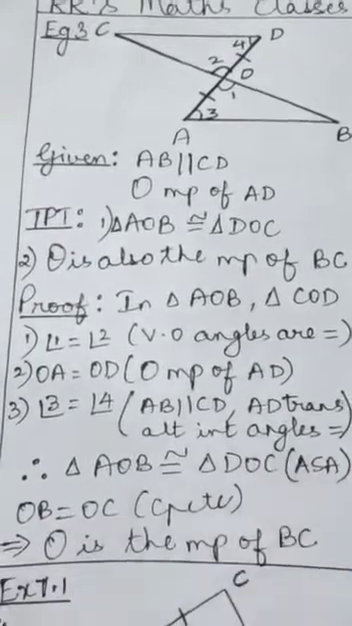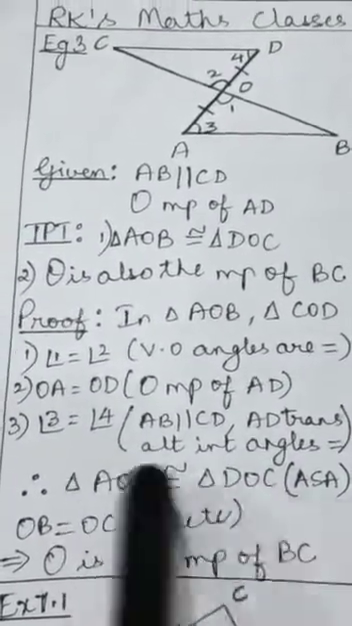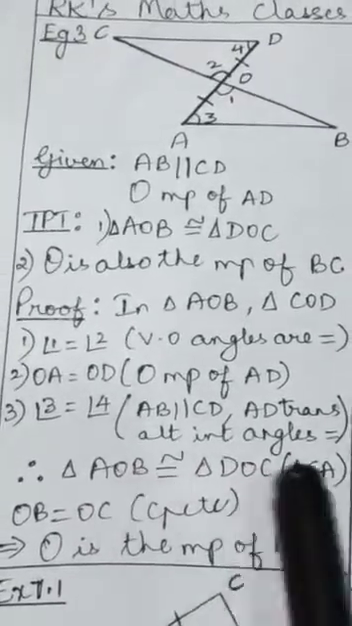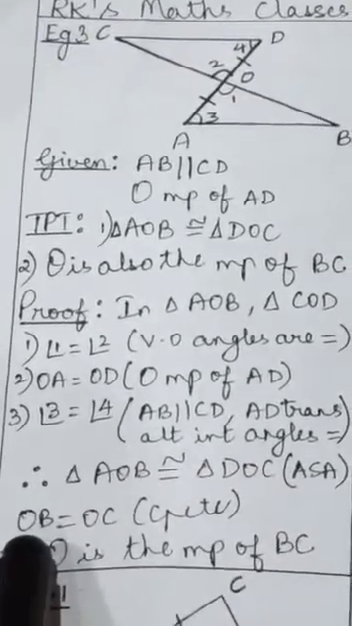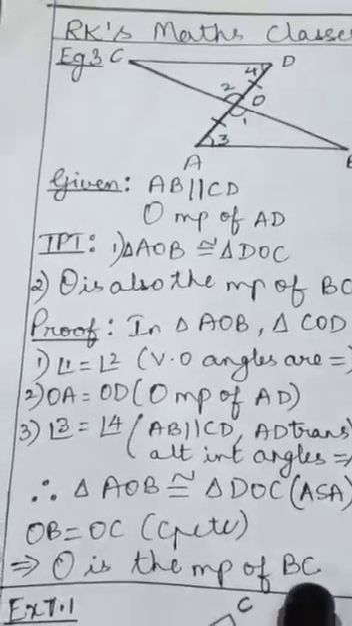OB is equal to OC. So write out that OB is equal to OC, CPCTC. Why? Because we proved that the triangles are congruent to each other, so their corresponding sides are equal. OB is equal to OC, CPCTC. So this means O is the midpoint of BC.